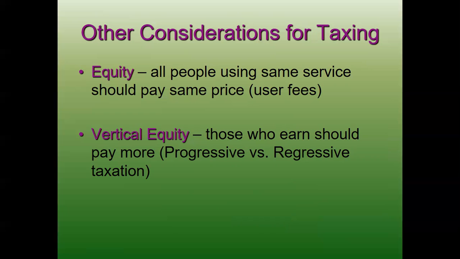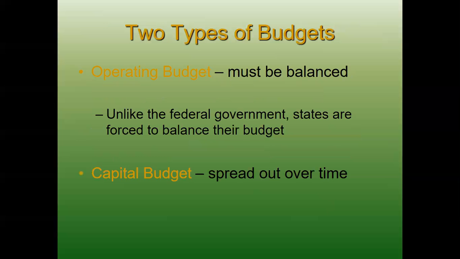On the other hand, other states look more towards what is called vertical equity, that those who earn more should pay more. And this is what we call progressive taxation. So the idea is that there are graduated income taxes, and people in various income ranges will pay different amounts, with the wealthier paying more to subsidize the poor. In some respects, that violates the equity, but it's a different type of equity.